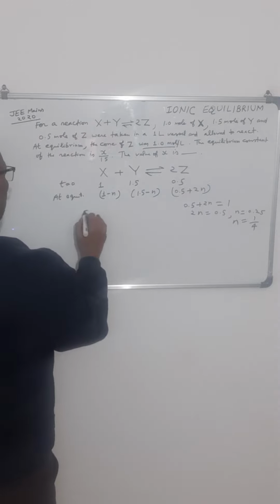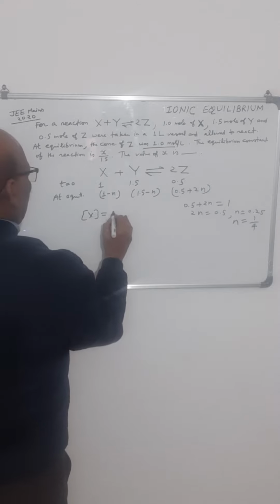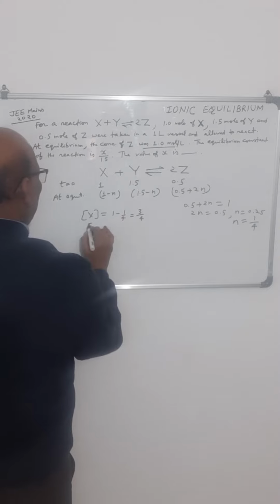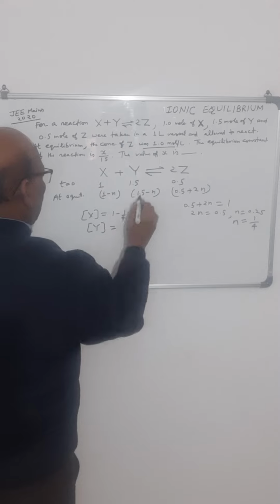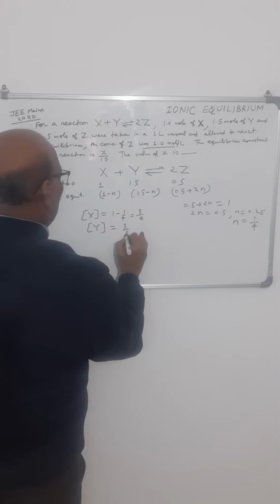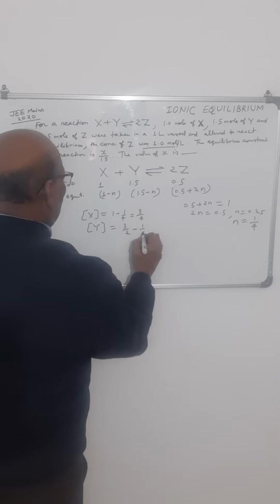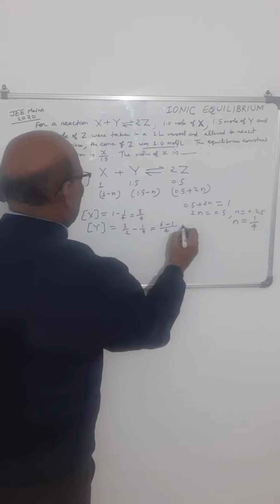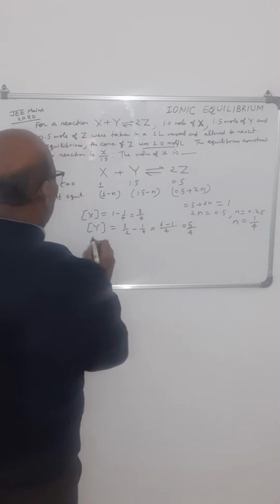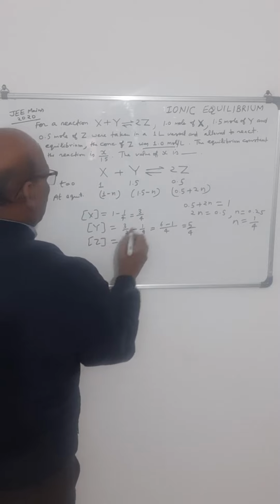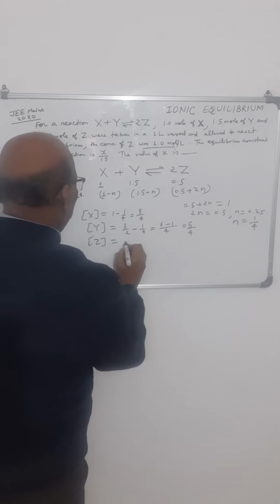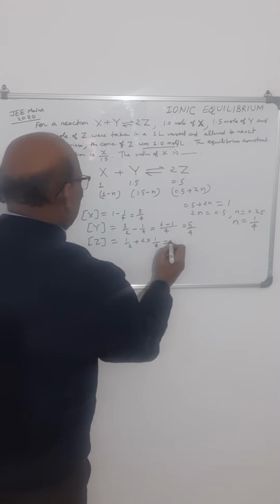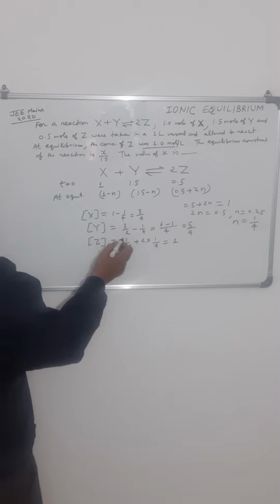तो अब हमें equilibrium concentration of X will be 1 minus 1 by 4, that is 3 by 4. Concentration of Y at equilibrium will be 1.5, that is 3 by 2 minus 1 by 4, that will be equal to 5 by 4. Okay, and concentration of Z at equilibrium is nothing but 0.5 plus 2n, that is 1 by 2 plus 2 into n, that is 1 by 4, that is equal to 1. So ये सब की इक्विलिब्रियम कंसंट्रेशन आ गई है.